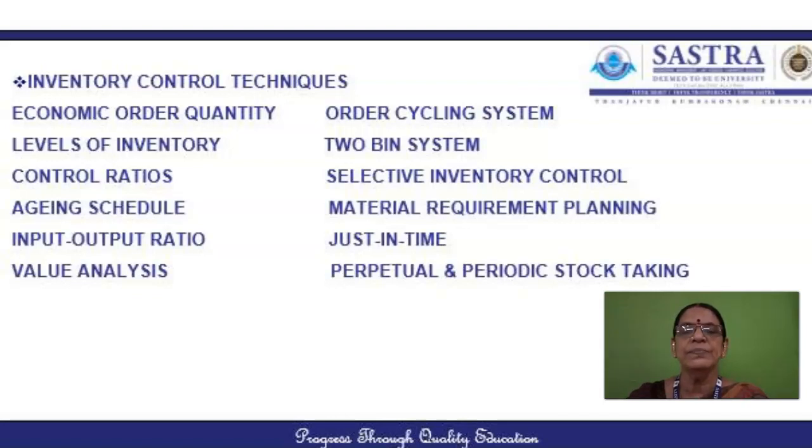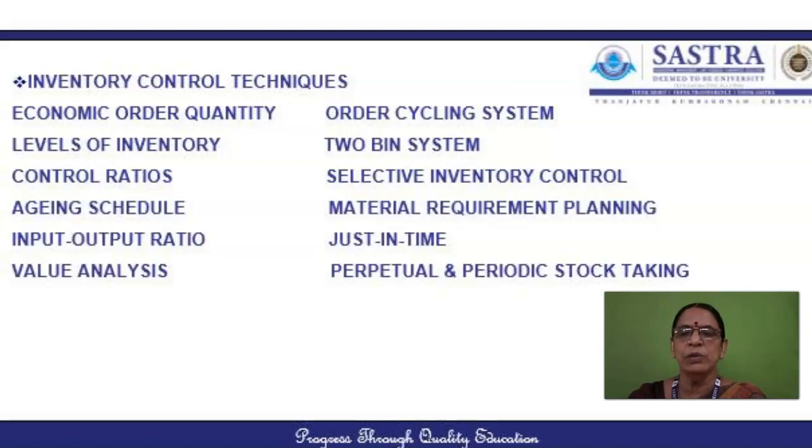Average stock level is half of the minimum stock level plus maximum stock level. For A, half of 200 plus 650 comes to 425 units. For B, half of 150 plus 750 comes to 450 units.